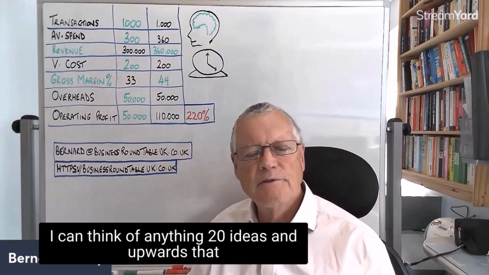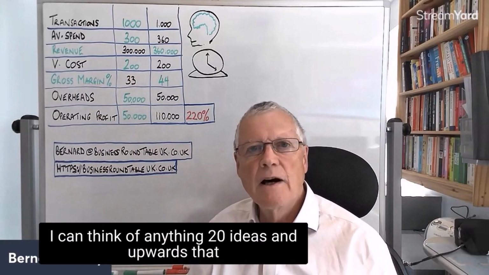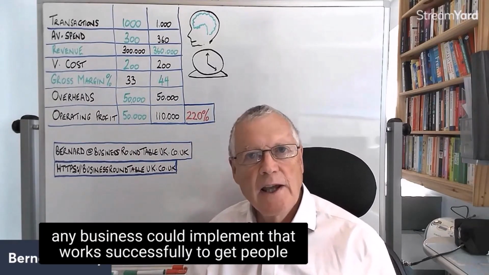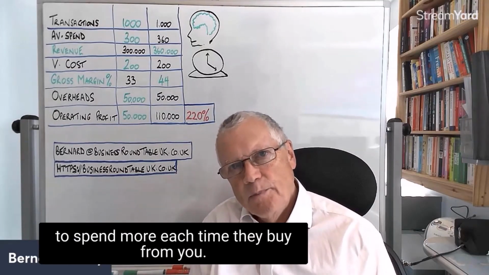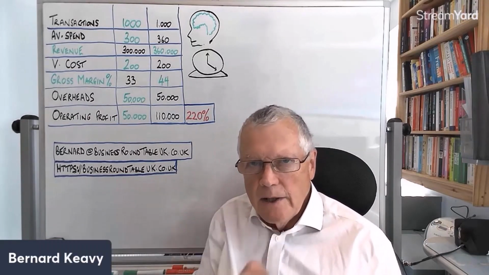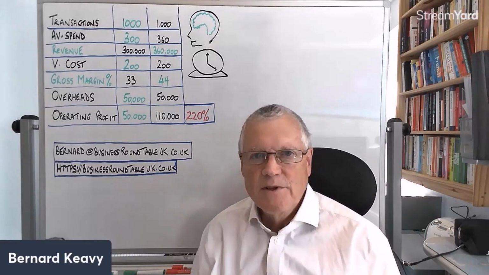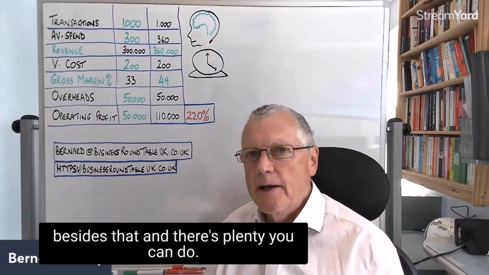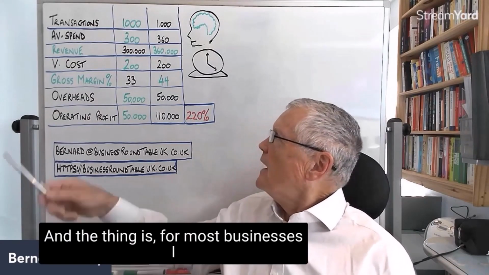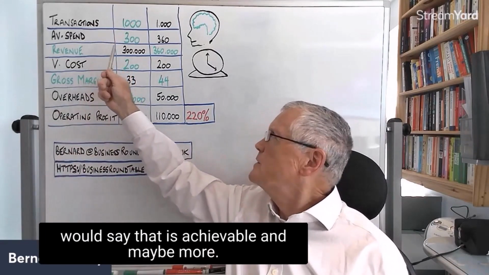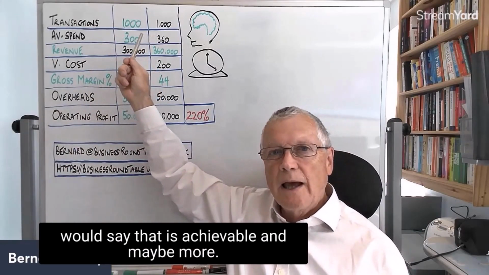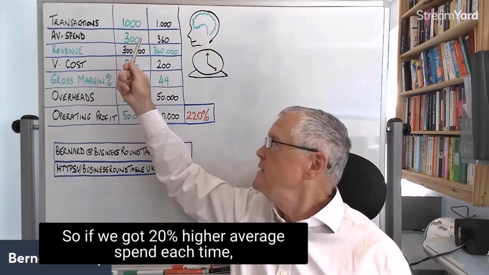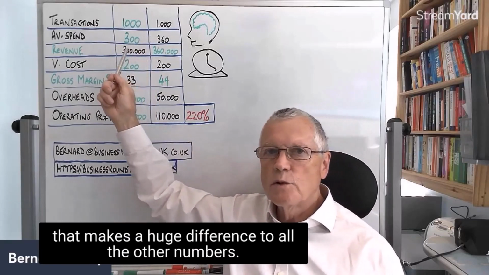I can think of 20 ideas and upwards that any business could implement that work successfully to get people to spend more each time they buy from you. So it could involve putting your prices up, and maybe it should, but there are other things you can do besides that, and there's plenty you can do. And the thing is, for most businesses, I would say that is achievable, and maybe more. So if we got 20% higher average spend each time, that makes a huge difference to all the other numbers.